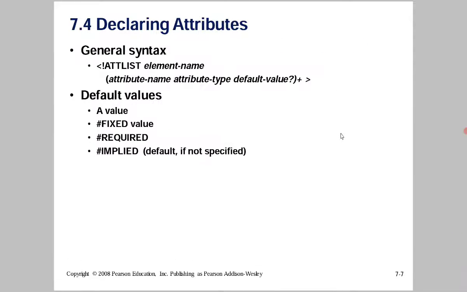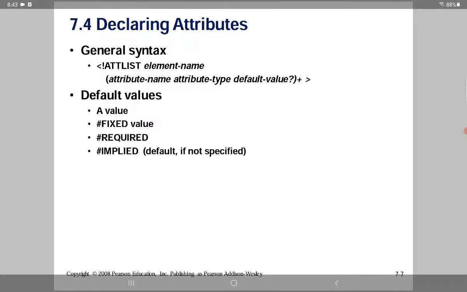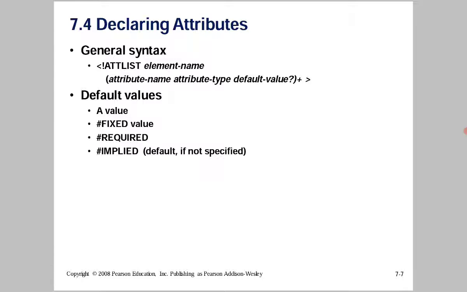So declaring attributes. How to declare attributes or parameters? How to declare elements? There are two basic concepts. The first one is element, and the second one is attributes. So what are elements and what are attributes? How do we declare attributes in an XML document? The general syntax is less than, ATTLIST, space, some element name, like that.